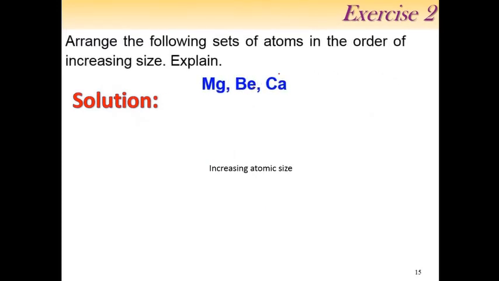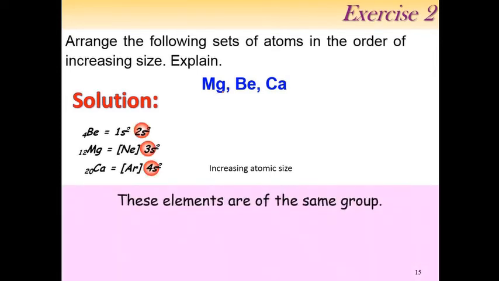Let's look at exercise 2. Arrange the following set of atoms in order of increasing size. Explain. We have magnesium, beryllium, and calcium. For beryllium, the highest value of n is equal to 2. For magnesium, the highest value of n is equal to 3, and for calcium, the highest value of n is equal to 4, and it is in period 4.